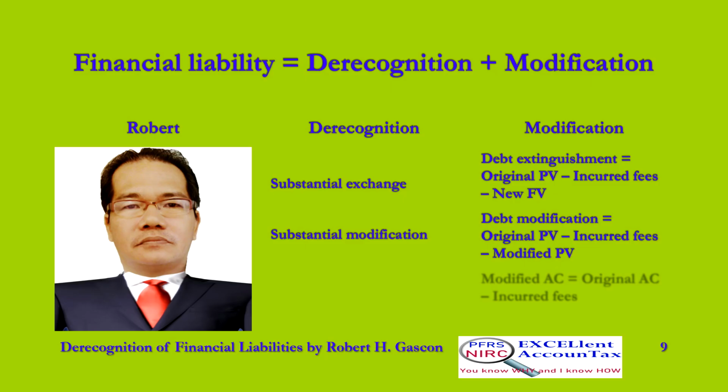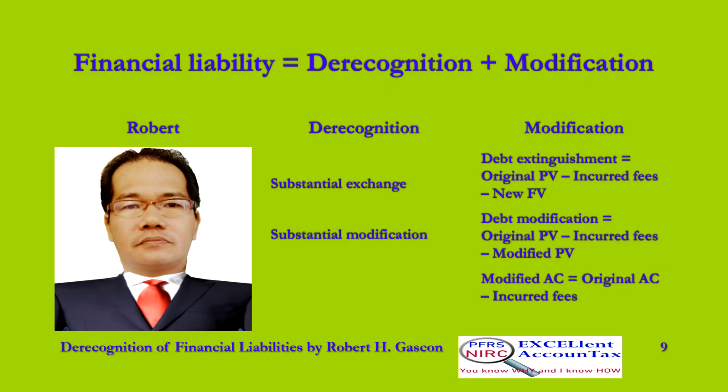But if the absolute difference in present values is less than 10% of the present value of remaining original cash flows, discounted at original effective interest rate, and fees were incurred, with change in future cash flows, then the debt modification gain, or loss, recognized in profit or loss, equals the present value of remaining original cash flows, minus the incurred fees, and minus the present value of modified future cash flows.